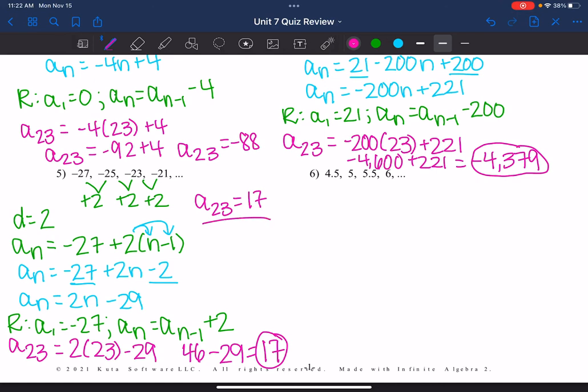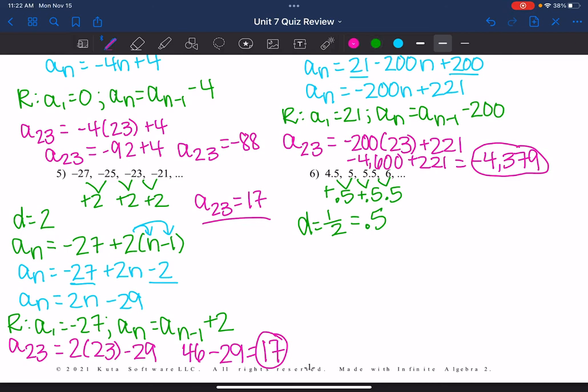All right, last one for this page. So we are going to find that common difference, and it's looking like every single time we are adding 0.5. You can either write it as a decimal, or you could say that the common difference is 1/2. It doesn't matter here because it's showing us decimals. I would probably just write it as 0.5.